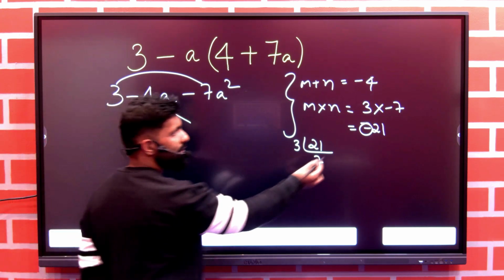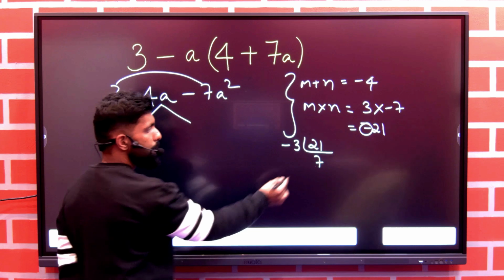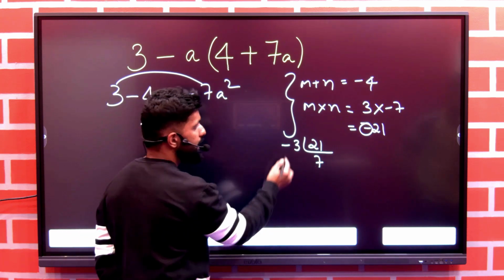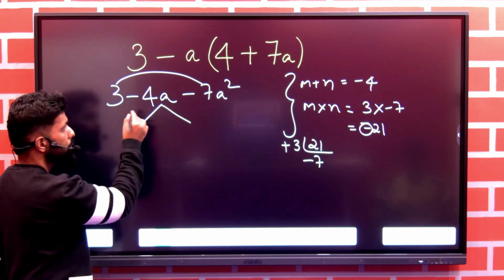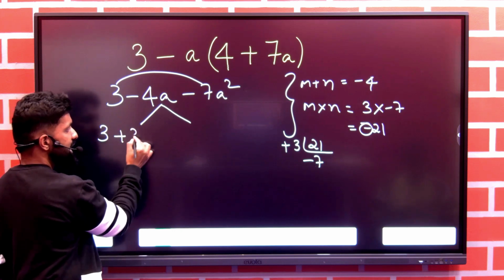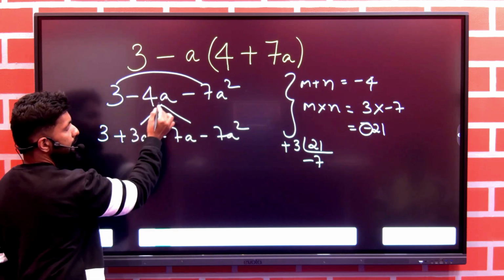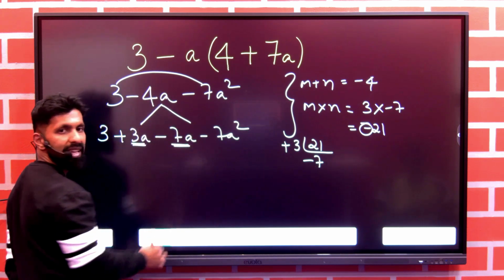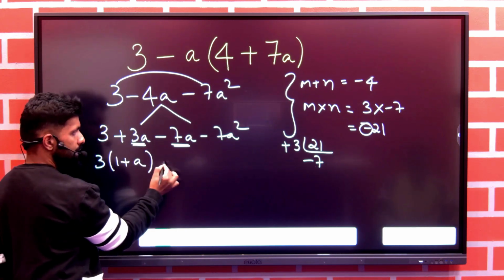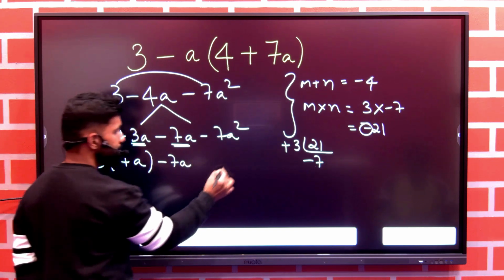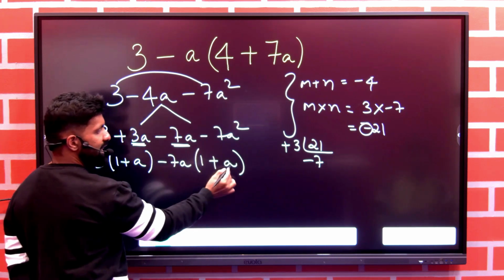But what's there in your mind? You have a minus sign. Whom to give the minus sign to? Very comfortable. If you give the minus sign to 3, what happens? Plus 7 minus 3 becomes plus 4. Okay. But then I want minus 4. So it's actually plus 3 minus 7, isn't it? So 3 plus 3a minus 7a minus 7a square. So minus 4a has got split into plus 3a and minus 7a, right? Okay, so 3 common from here, 1 plus a. 7a is common from here. Yes, 1 plus, because minus into plus is minus, a. 7a into a, 7a square.